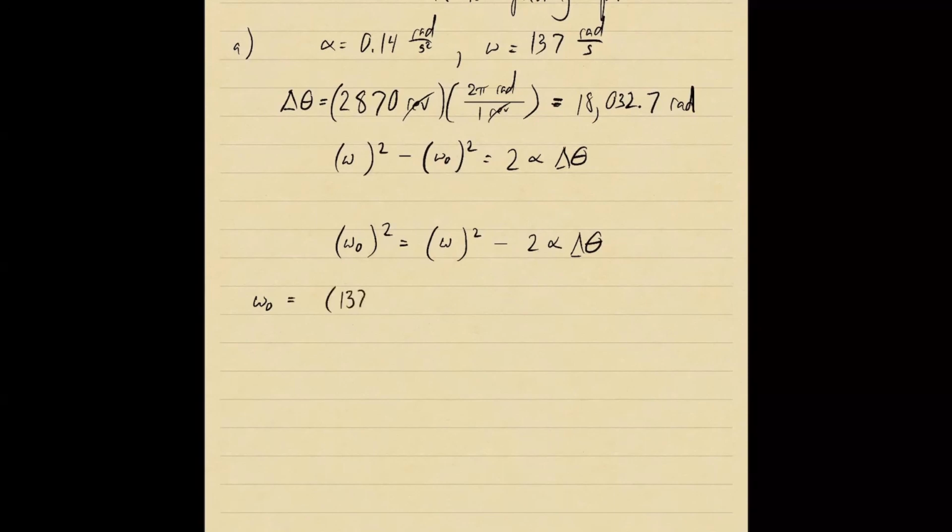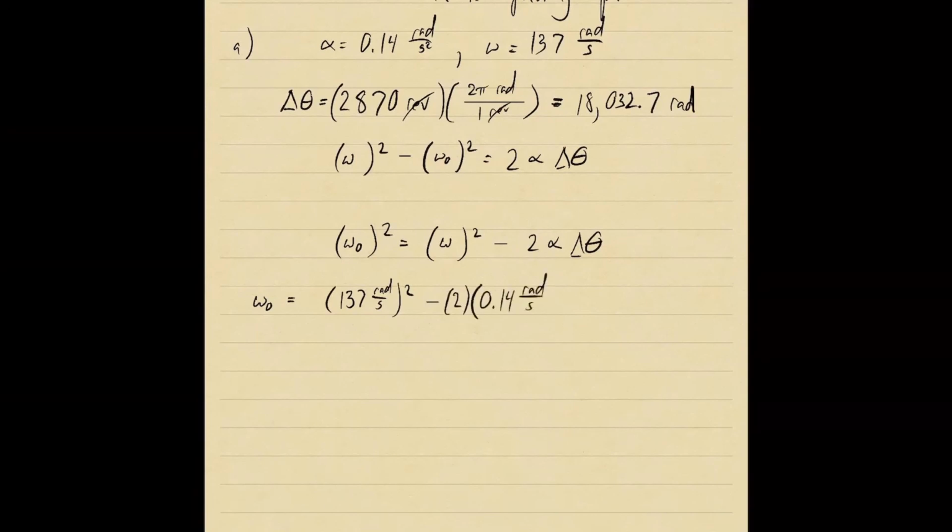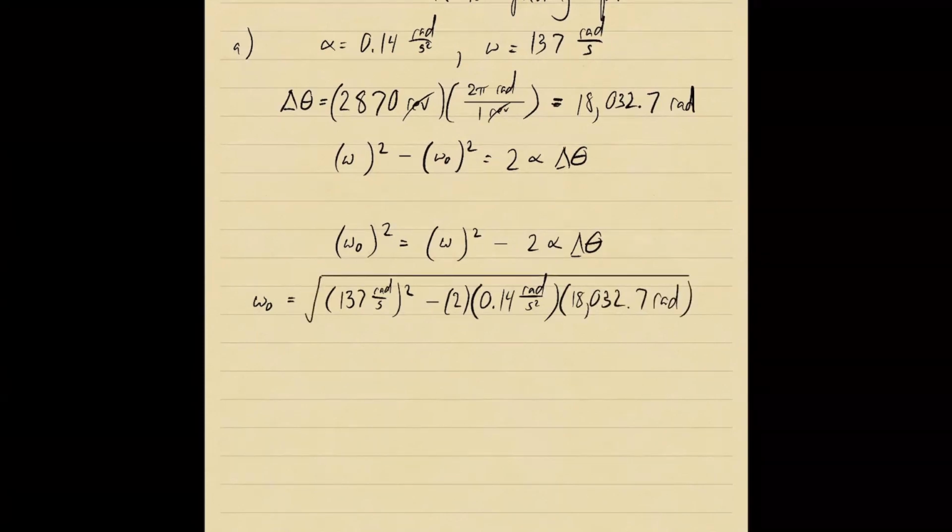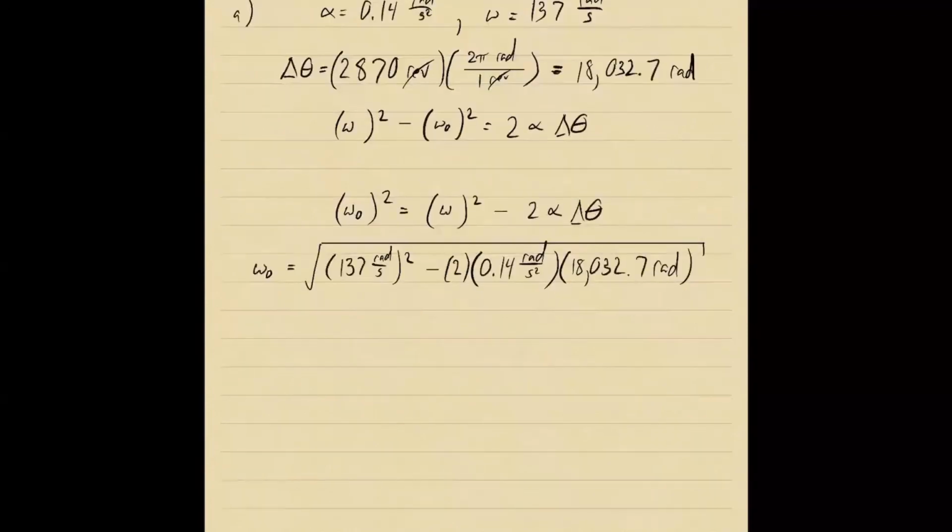So 137 radians per second, squaring that, minus 2 times our angular acceleration of 0.14 radians per second squared times our angular displacement of 18,032.7 radians, right? And all this is going to be under the square root. So we punch this into our calculator. We get that this wind turbine had an initial angular velocity of 117 radians per second, right before the wind picked up.